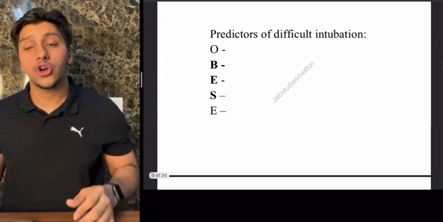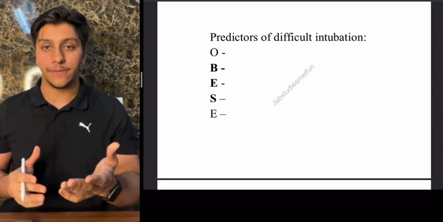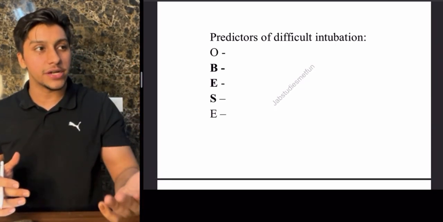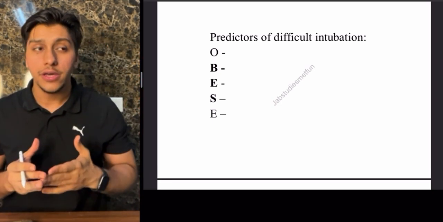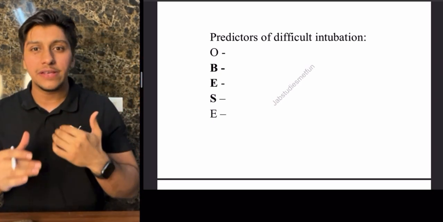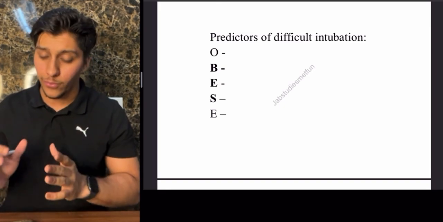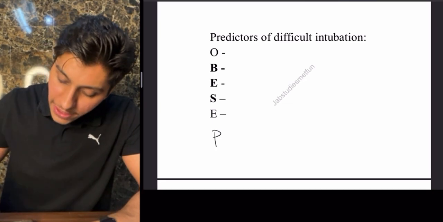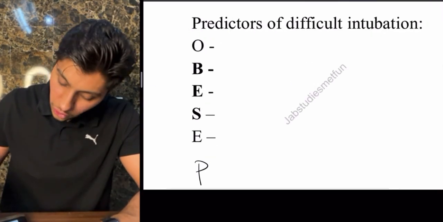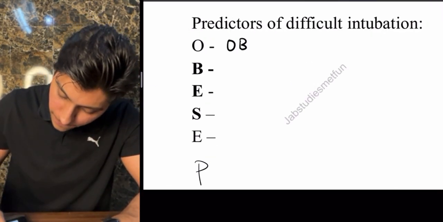Next, guys, let's talk about predictors of difficult intubation. As the first thing, you see a patient and you are planning to intubate, with just visual, without any checking, what are the things which you see in this patient that make you think, okay, there might be some difficulty in intubation and I have to prepare well. So you can remember this with a mnemonic of OBESE P, where O is going to be obese.